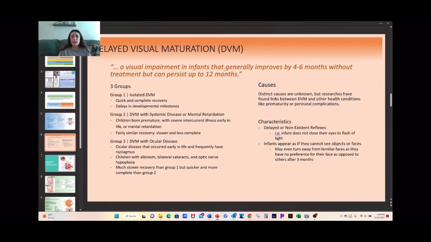Group 3 refers to children with DVM with ocular disease early in life. Some frequently experience nystagmus early in life, which is a condition that causes involuntary rapid eye movement, either up and down or side to side. Some examples of ocular disease would be albinism, bilateral cataracts, or optic nerve hypoplasia. Recovery in this group is much slower than group 1. However, it is quicker and more complete than group 2.